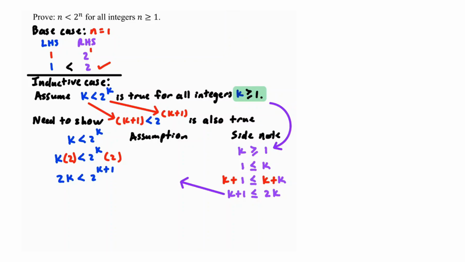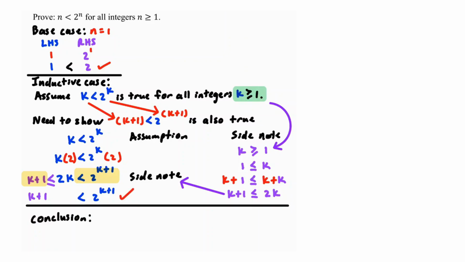So we'll move over here, back to our original plan, and here's our side note. We get k plus 1 is less than or equal to 2k, which is less than 2 to the power k plus 1. Or k plus 1 is strictly less than 2 to the power k plus 1, which we're trying to show. So we've successfully shown that the inductive case is true.